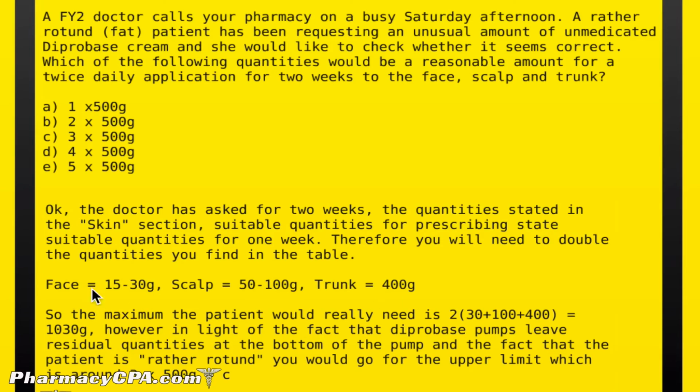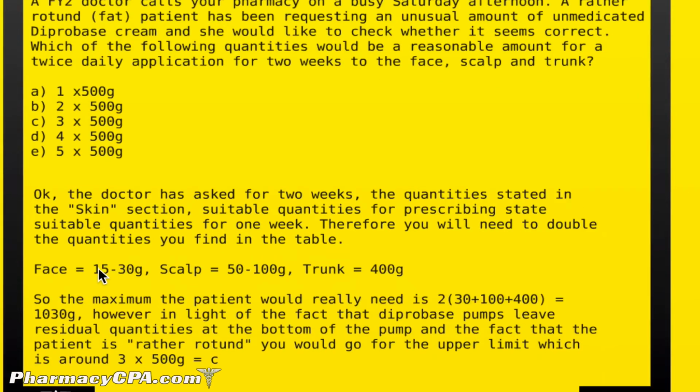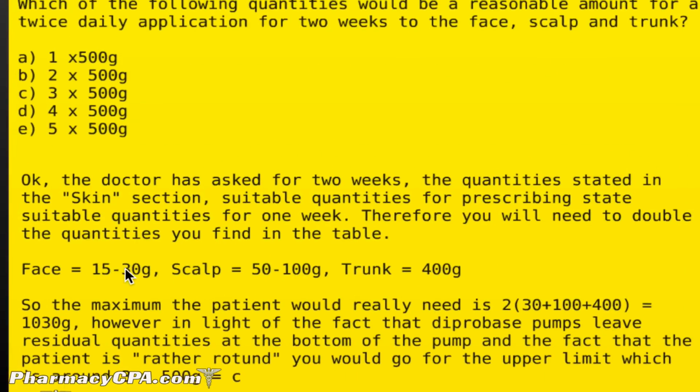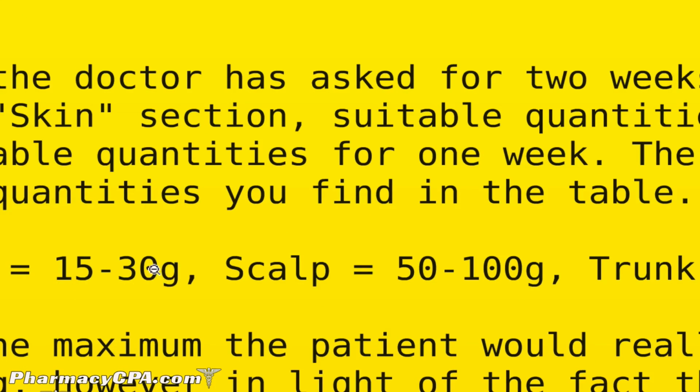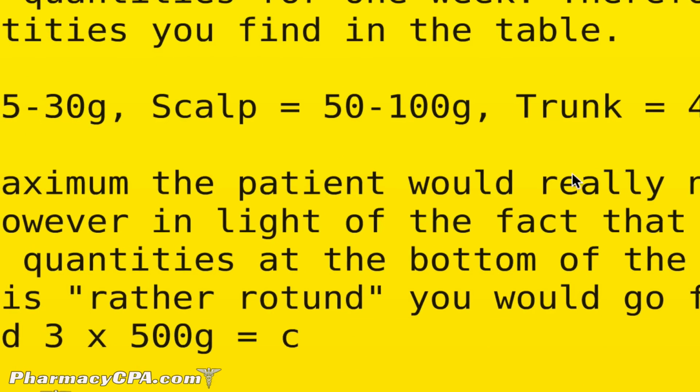When you do these questions as well, if there's a quantity like this, between 15 and 30, you always kind of take the maximum. So 30 plus 100 plus 400. So the maximum they would really need is 1,030 grams. However, in light of the fact that diprobase residual quantities at the bottom, rather returned, you'd go for 3 times 500.